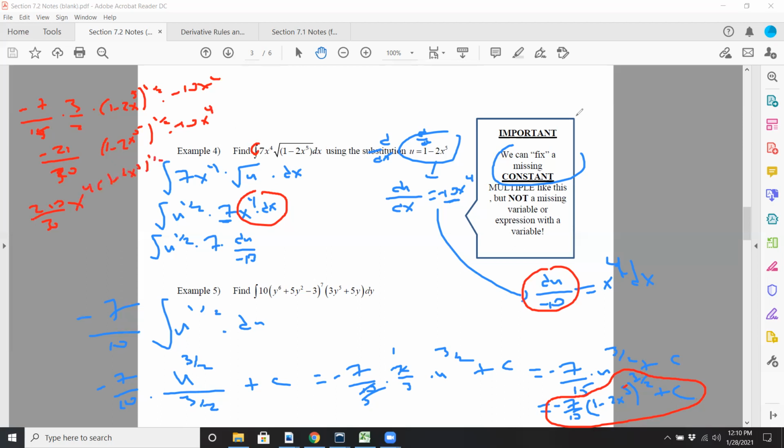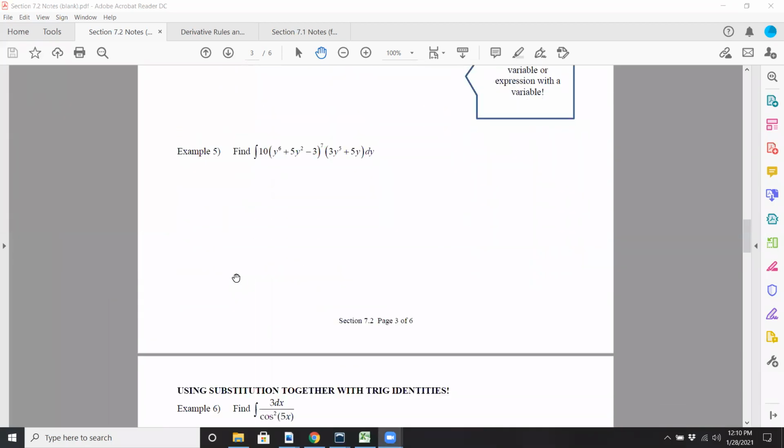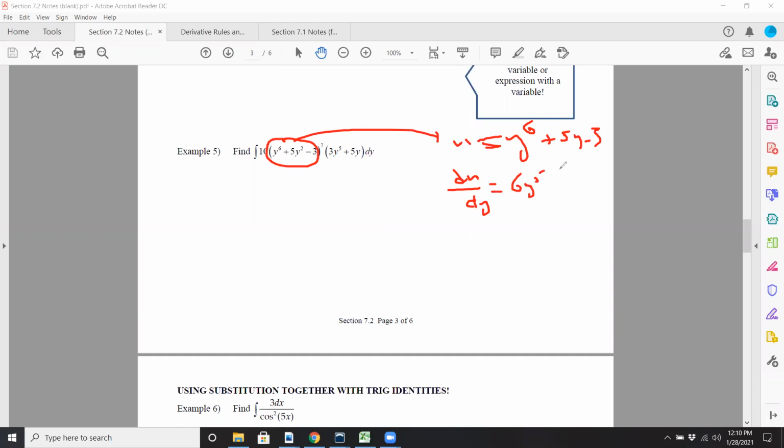Okay, let's try one more. Now, one rule when you do u-sub is that you tend to want to let u equal the expression with the bigger exponent. And then you're going to have to get good at identifying what u has to equal. So let's say u equals y^6 plus 5y^2 minus 3. So du/dy, remember just in terms of y now, not x, is 6y^5. These are dummy variables, it doesn't really matter. Plus 5, oh, sorry, that's y squared. So plus 10y, my bad. Let me fix that.